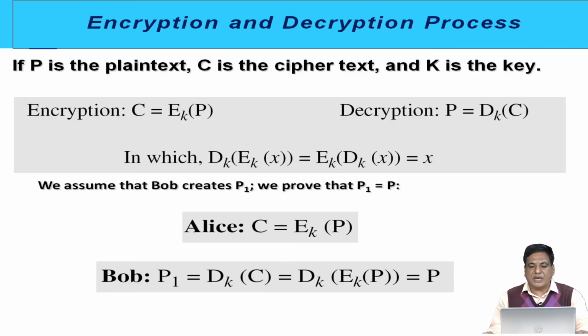In the encryption process, we find the ciphertext C by performing some enciphering function on the plain text message P. Similarly, in the decryption process, we find the plain text P by performing some deciphering function, with the same key that we applied at the sender end, on C. So Alice generates the ciphertext by applying the enciphering function on P with the use of some key K, and Bob generates the plain text by applying the deciphering function on the ciphertext.